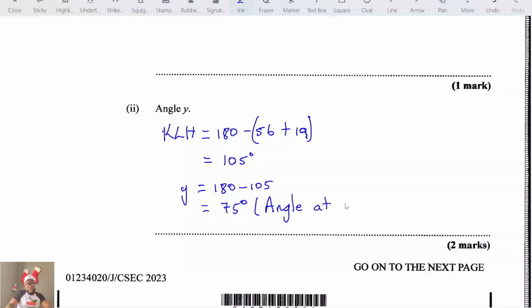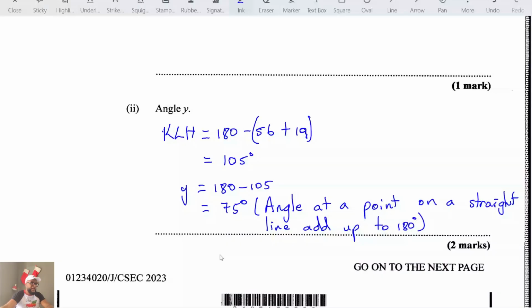Angles at a point on a straight line add up to 180 degrees. Everybody good there?